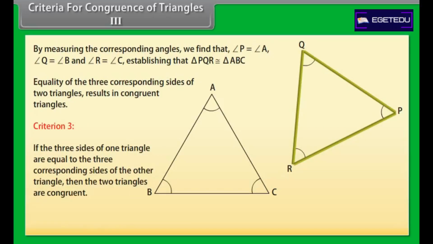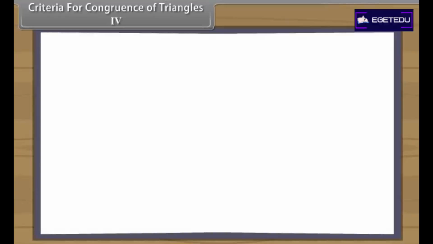If the 3 sides of one triangle are equal to the 3 corresponding sides of the other triangle, then the 2 triangles are congruent. This is referred to as SSS, side-side-side congruence rule.